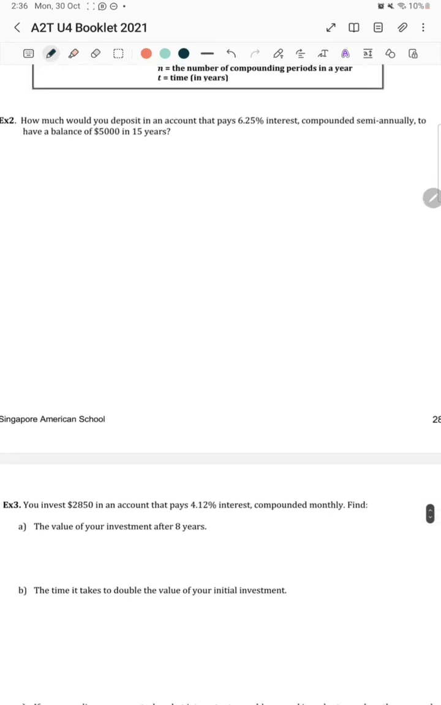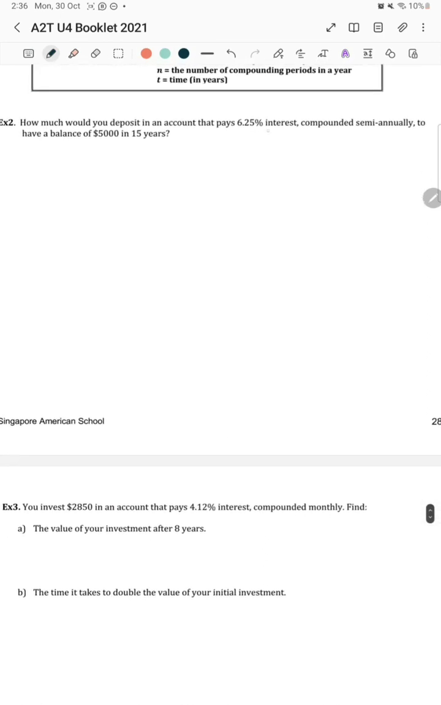So how much would you deposit in an account that pays 6.25% interest compounded semi-annually to have a balance of $5,000 in 15 years? So this is the next question. What is the information given? First of all, let's write the formula. A of t is equal to P times (1 plus r) to the power t. The interest of 6.25% is equal to 0.0625, and the balance we want is 5,000.